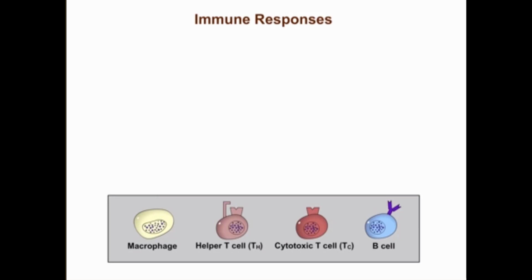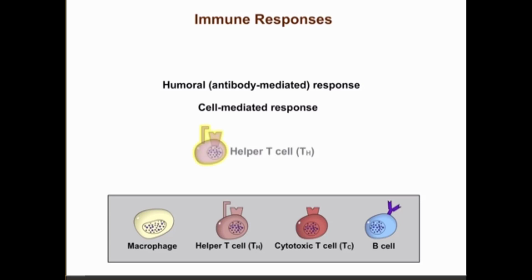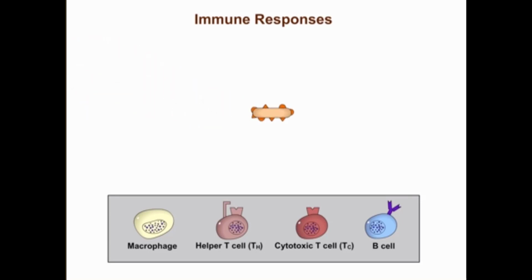Immune responses. The body's immune responses can be divided into the humoral, or antibody-mediated response, and the cell-mediated response. In both types of response, the helper T cell plays a central coordinating role. Microbes like bacteria or viruses carry antigen molecules on their surfaces that identify them as foreign. A macrophage is a phagocytic leukocyte that can recognize these antigens as foreign and engulf the microbe by phagocytosis.